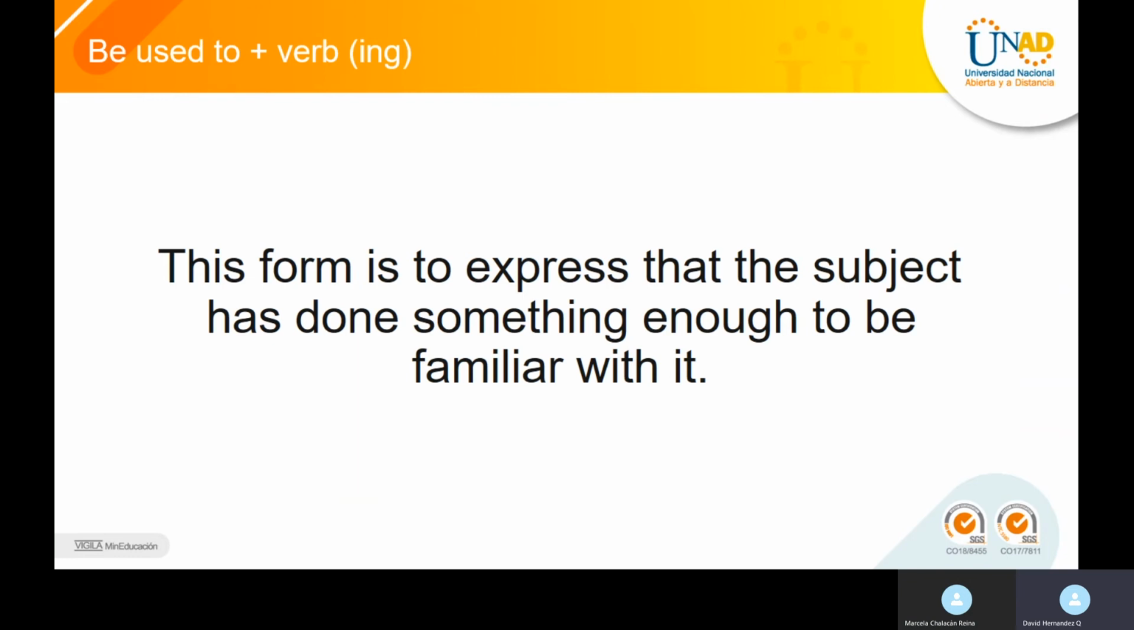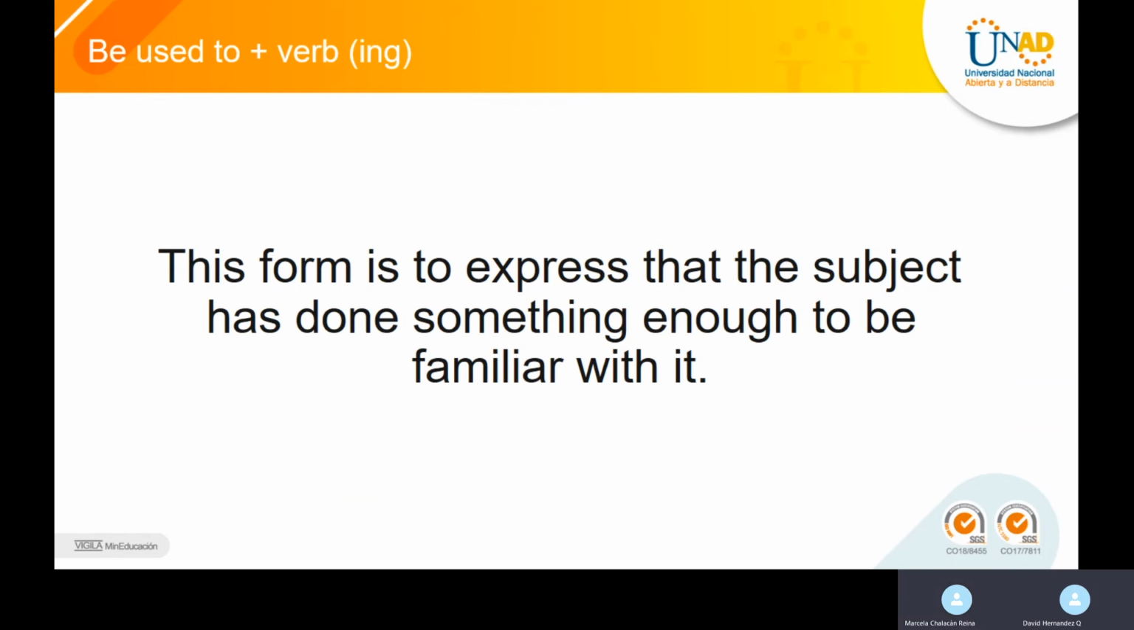So "running is good for you." If you see, running is doing the action of being good. All right. So after all that about the ing, we go to the right thing that we need to study for this. It's be used to and the verb in the ing form. It can also be another noun. I will explain this a little bit later. This form is to express that the subject has done something enough times to be accustomed, to be familiar with it.